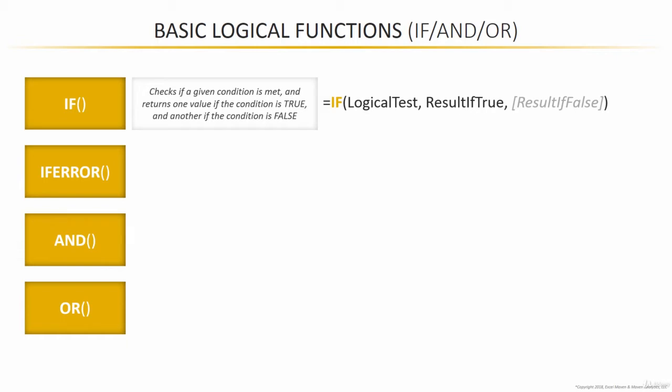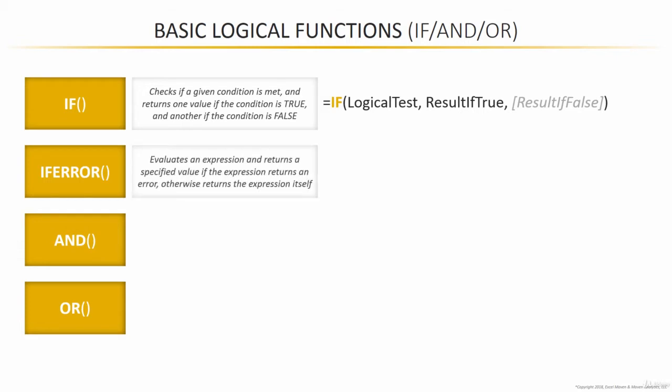Now from there, our second argument of the if statement basically says if that logical test is true, what value would you like to return? And then that optional third argument allows you to customize the result if that logical test is false. Otherwise, those rows will just show up as blanks.